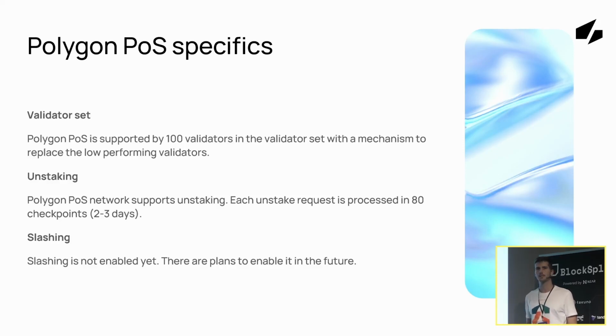In Polygon POS, there is a limited number of validators. Currently, it's 100. And recently, there was a Polygon improvement proposal that introduced a mechanism for kicking out and replacing the validators that are not performing the best or that have gone fully offline. That means that this mechanism and this restriction also puts a restriction on Lido to choose the node operators that will be running and supporting the Lido on Polygon network.